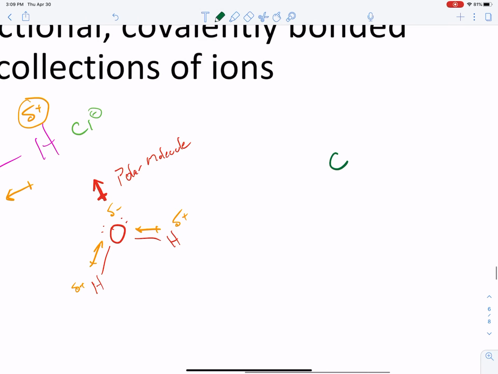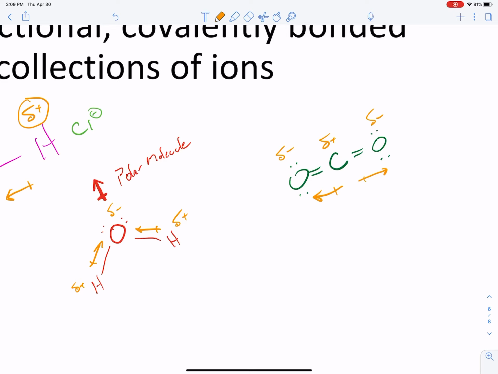Whereas if we have something that kind of looks like carbon dioxide, which is a greenhouse gas, carbon's here, oxygen's here, it looks like this. Oxygen has a greater pull than carbon, so it's pulling this way. So this is delta plus, this is delta minus, this is delta minus.